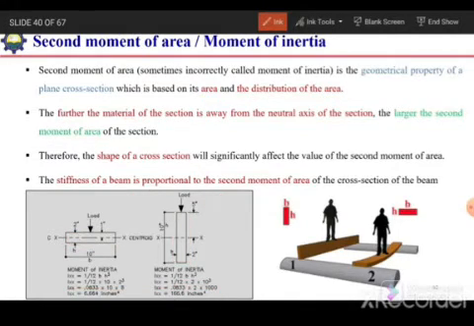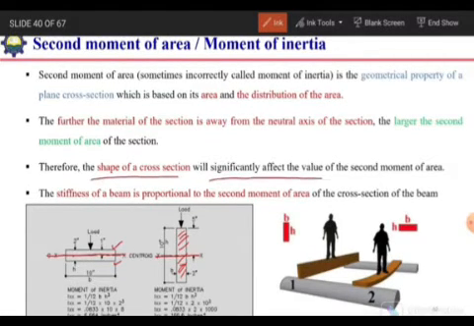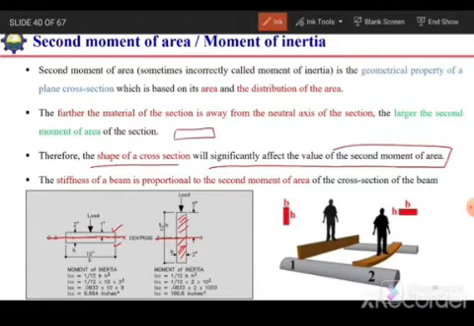The reason is, in the first case the material is close to the neutral axis, and in the second case the material is away from the neutral axis. Just by changing the distribution of area, we have significantly increased the second moment of area. Therefore, the shape of a cross section will significantly affect its value. So if we want to change the second moment of area keeping the cross sectional area of the member the same, we can change its shape. For these three shapes we have the same cross sectional area, but the second moment of area will be different.